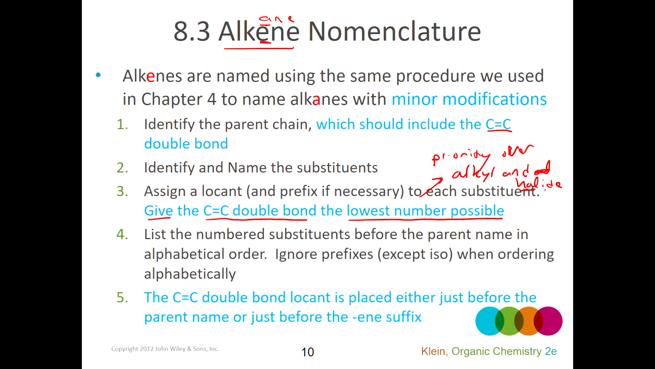So if I have a chlorine, bromine, or iodine, or if I have a methyl, ethyl, propyl, etc., I'm not so worried anymore about giving them the lowest numbers on the chain. My priority is to give the double bond that's part of the parent chain the lowest number possible. And then we're going to modify the suffix. Instead of using methane or propane, we're using ene as the suffix instead of ane.